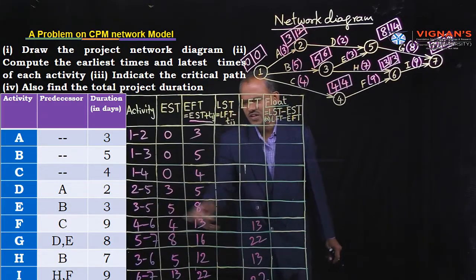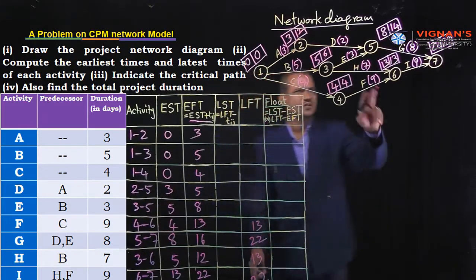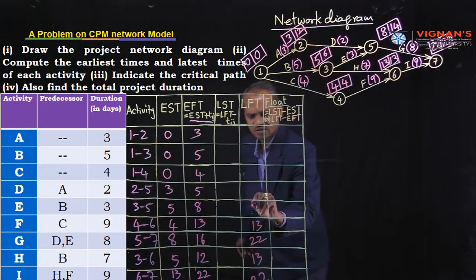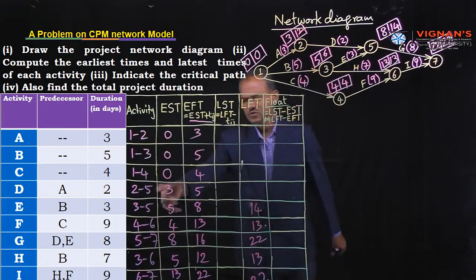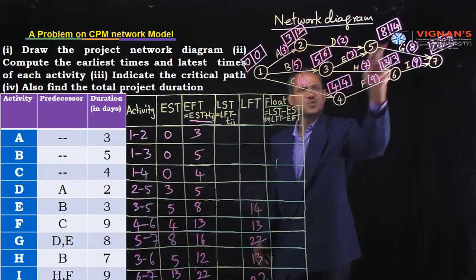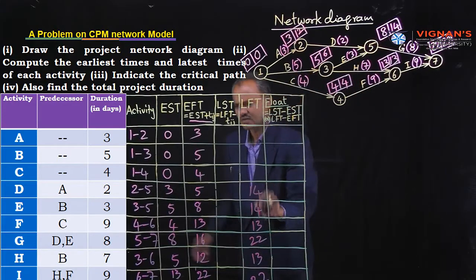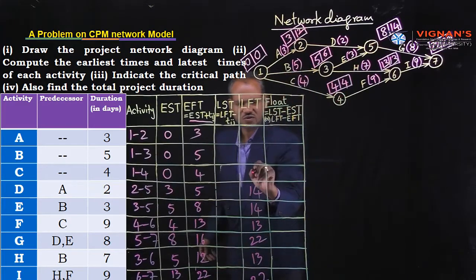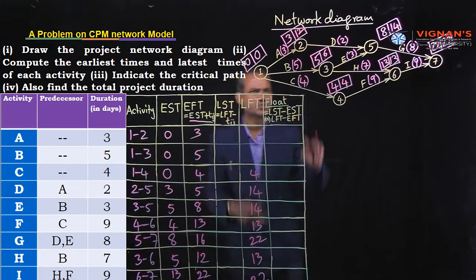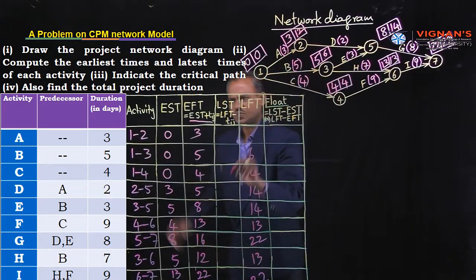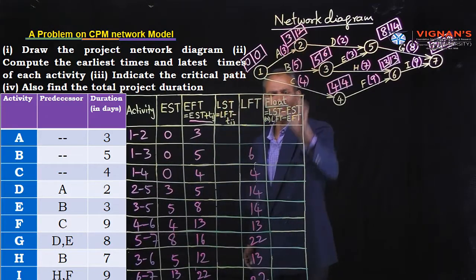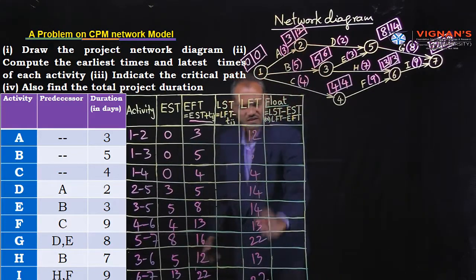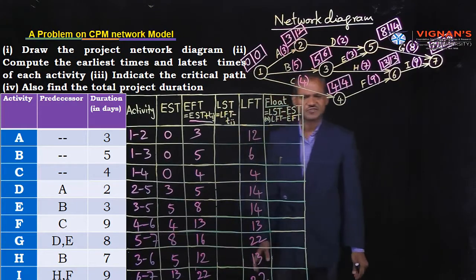Next we can move to the LFT of the remaining ones. 3 to 5. 3 to 5, 14. 2 to 5, 14. 1 to 4. 1 to 4, 4. 1 to 3, 6. 1 to 2, 12. These are the LFT values, latest finish time values.